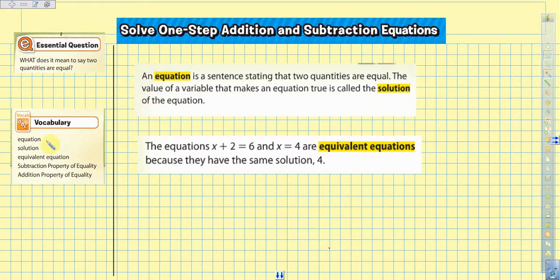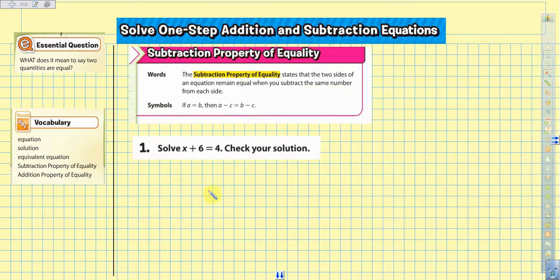So we have equation. Sometimes in our equations we have variables, and the solution to those equations are what makes it true. And when you have two equations that are equal to each other, we call those equivalent equations. The other two vocabulary we'll cover when we start solving our problems. So let's take a look at what our examples are going to be.